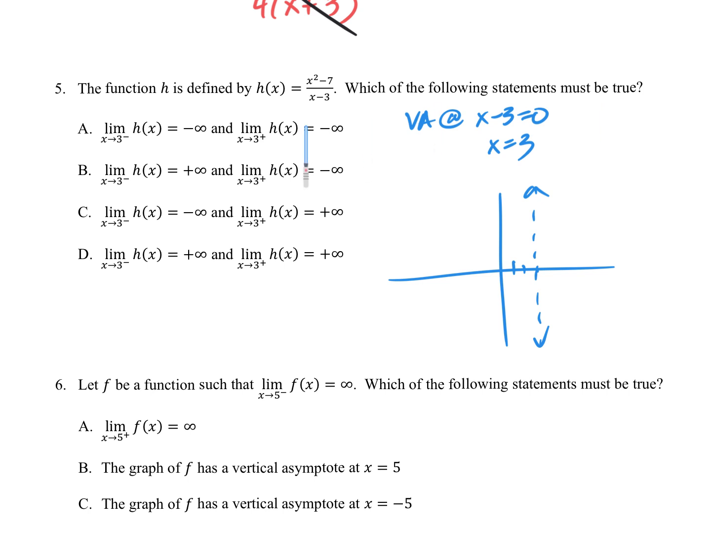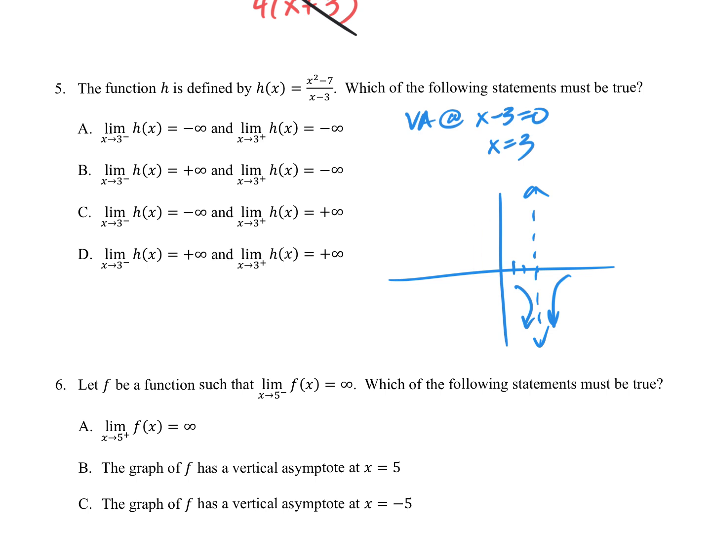Must. As I approach 3 from the negative side and 3 from the positive side, do we have to be going towards negative infinity? No. That was A. Based on this, you might be wondering, because we've got a vertical asymptote here, is this left side going to negative infinity or is it going to positive infinity?